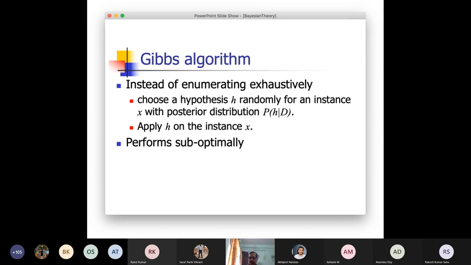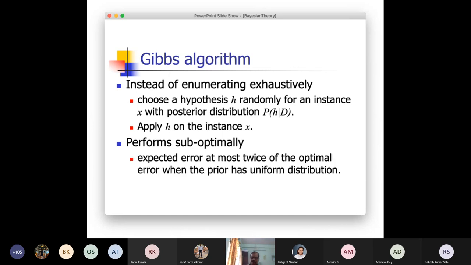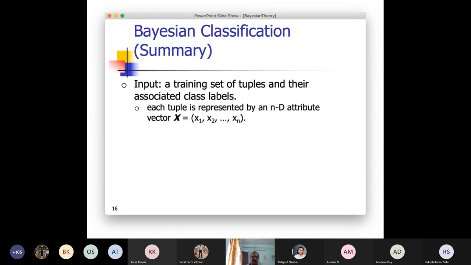The Gibbs algorithm also may give you a better result than the MAP approach, and at least it has a certain theoretical bound, which is not in the scope of my discussion, and neither am I very thorough with that analysis. But I'm just providing you from the algorithmic point of view that these are interesting things. You may have a detailed study to find out the theoretical analysis behind it. It says that its expected error is at most twice the optimal error when the prior has uniform distribution. That is the result for the Gibbs algorithm.